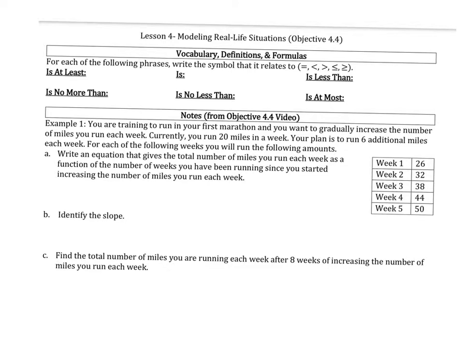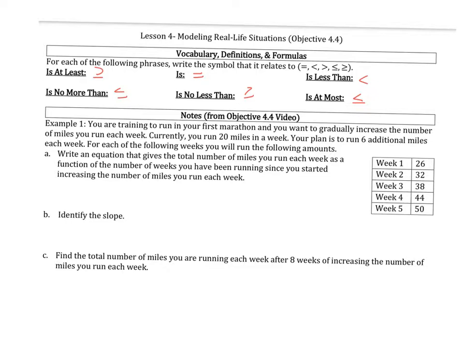Is at least. It's actually kind of opposite of what you would think it would be. It's greater than or equal to. Same for is no less than. And then is no more than, and is at most are both less than or equal to. Is is an equal sign. Is less than is a less than symbol. And then is greater than, which isn't pictured, is a greater than symbol.